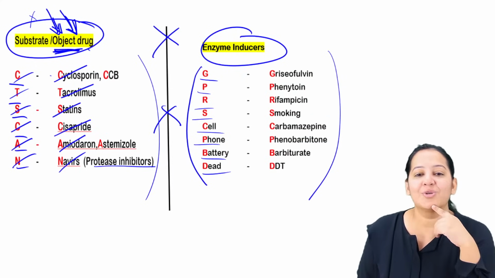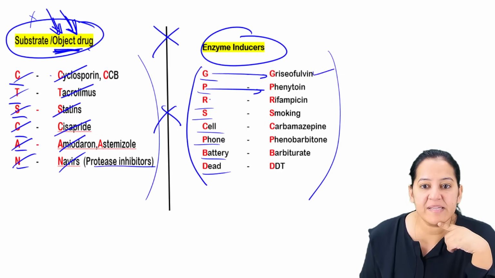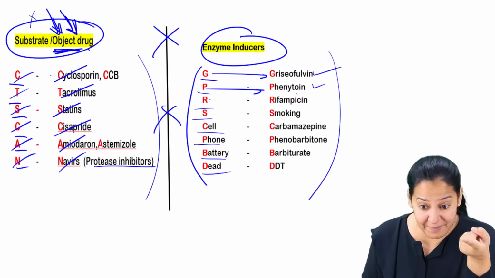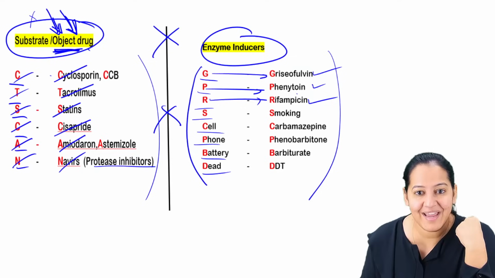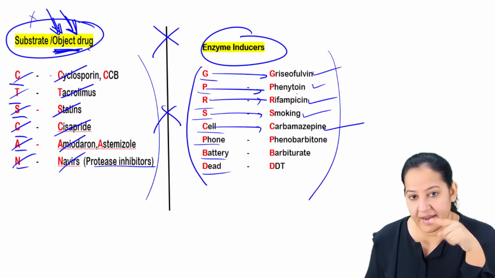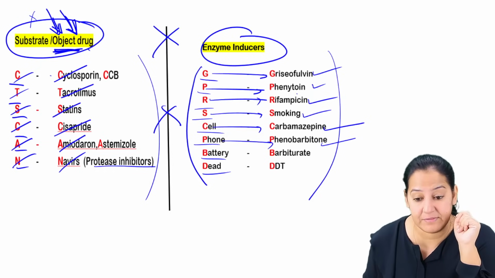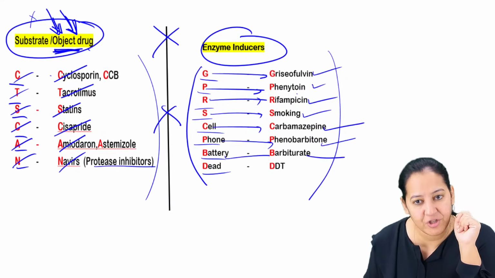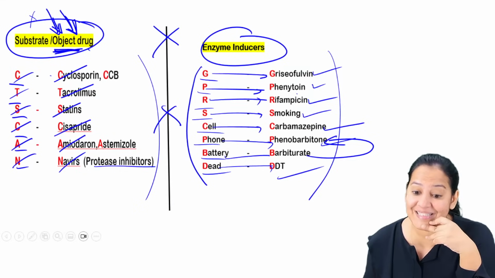Okay, let's go. So G stands for griseofulvin. P stands for phenytoin. You know griseofulvin is an antifungal drug. Phenytoin is an anti-epileptic drug. R for rifampicin. It's an anti-TB drug, and anti-leprosy also. S for smoking. Smoking is considered a drug here. C for carbamazepine, again an anti-epileptic drug. P for phenobarbital. It is a sedative. B for barbiturate. Actually, barbiturate is a type of phenobarbital only. And D is DDT. It is a pesticide.